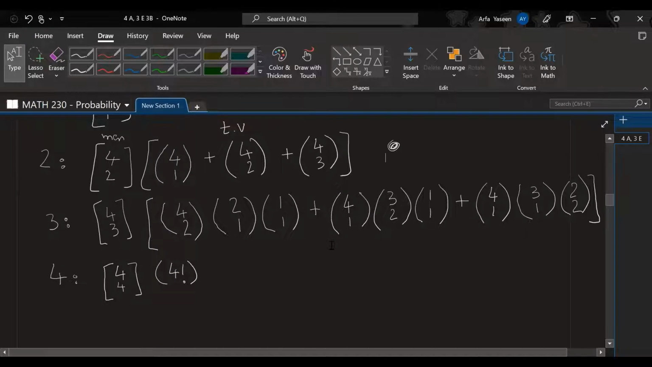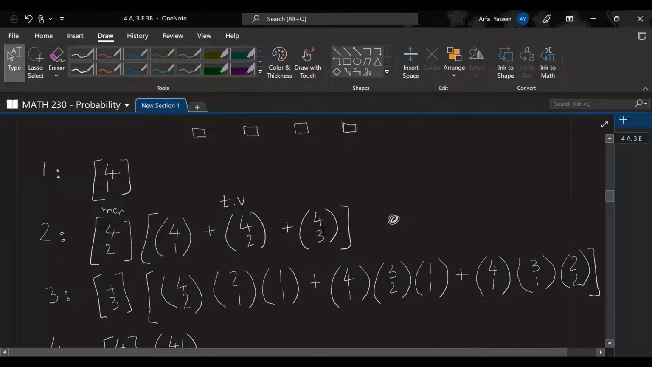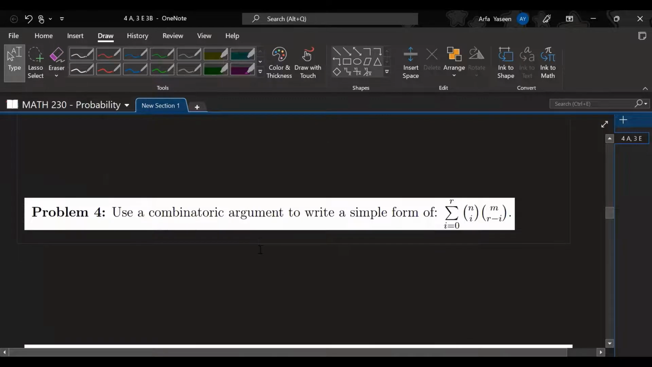Should I solve it or you guys can do it yourself? Saya?